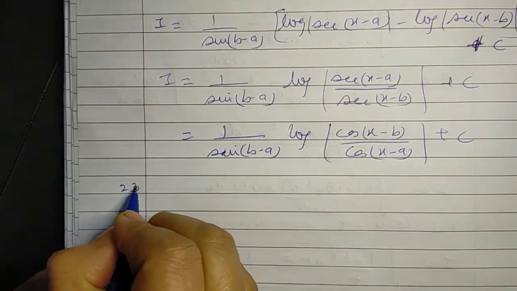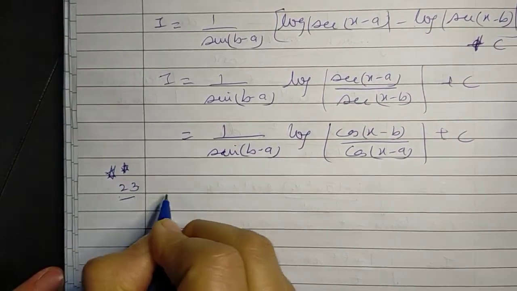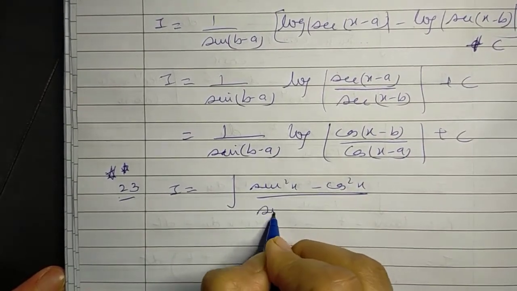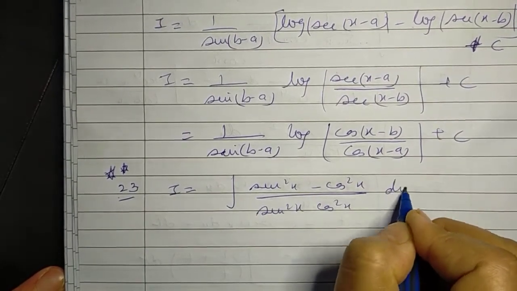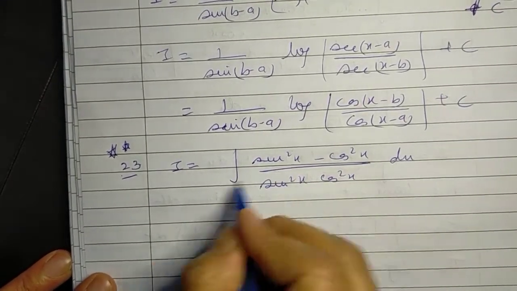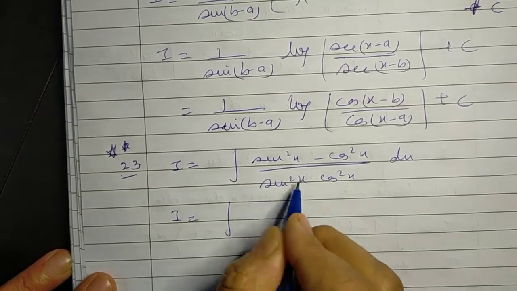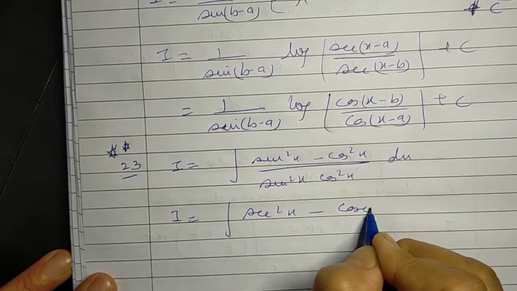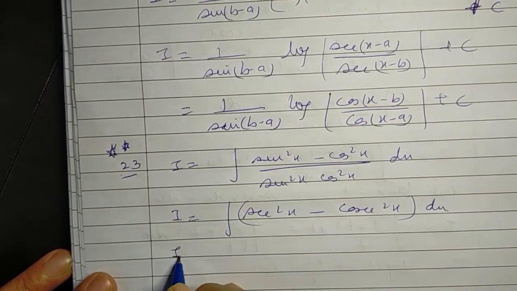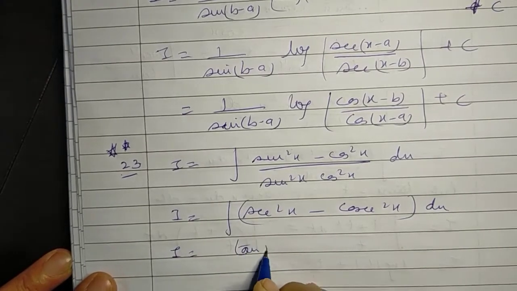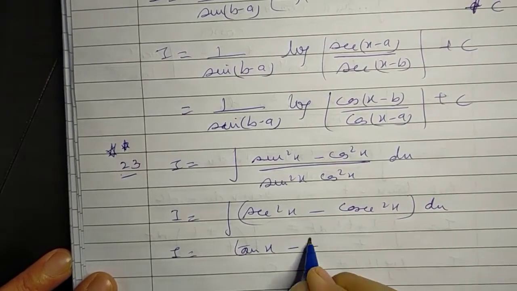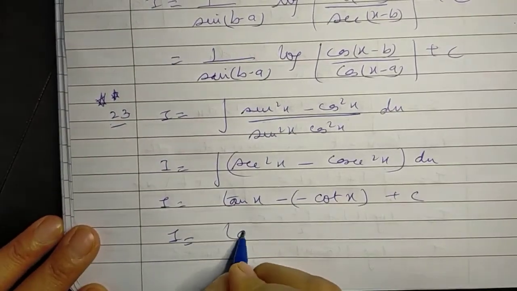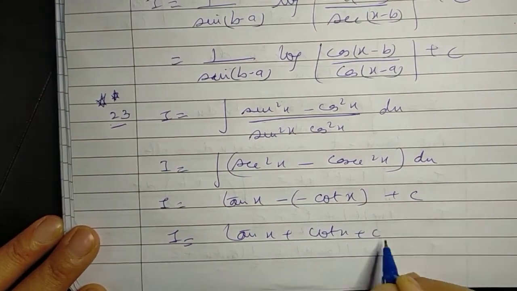One last question which I want to consider, another very important question, is question number 23. It says integral of sin squared x minus cos squared x over sin squared x cos squared x into dx. Now this can be easily done by splitting the numerator. I get 1 upon cos squared x, which is sec squared x, minus 1 upon sin squared x, which is cosec squared x, into dx. We know both the integrals. This is equal to tan x minus, this is minus of cot x, plus a constant. So the answer comes out to be tan x plus cot x plus a constant.